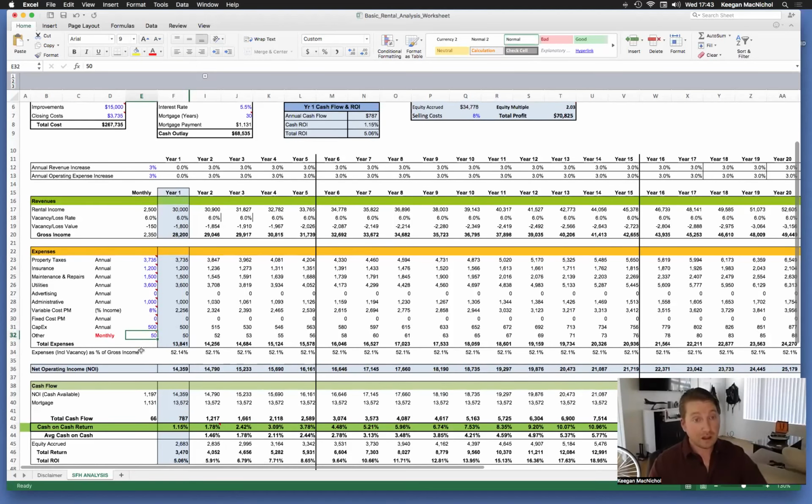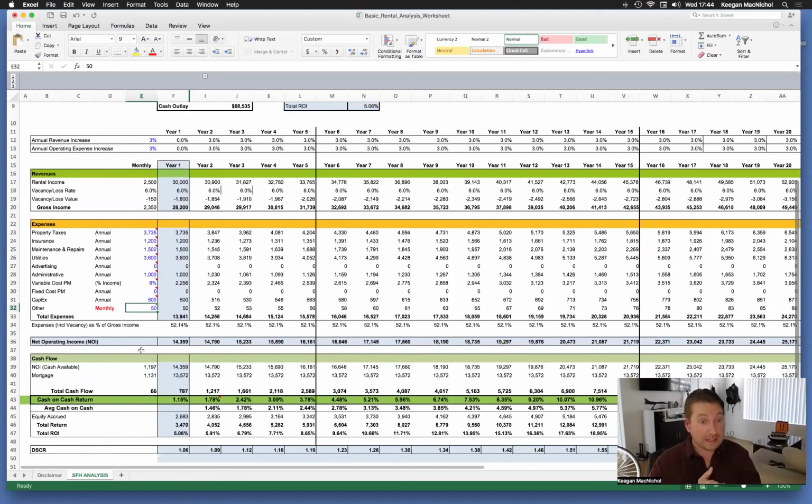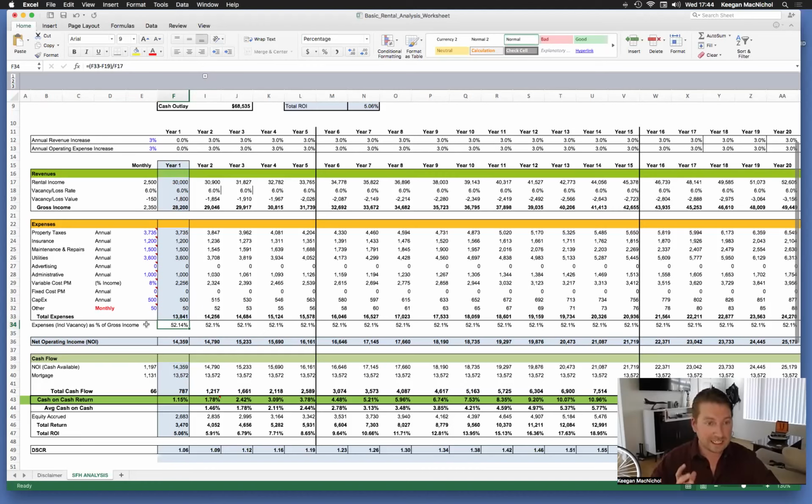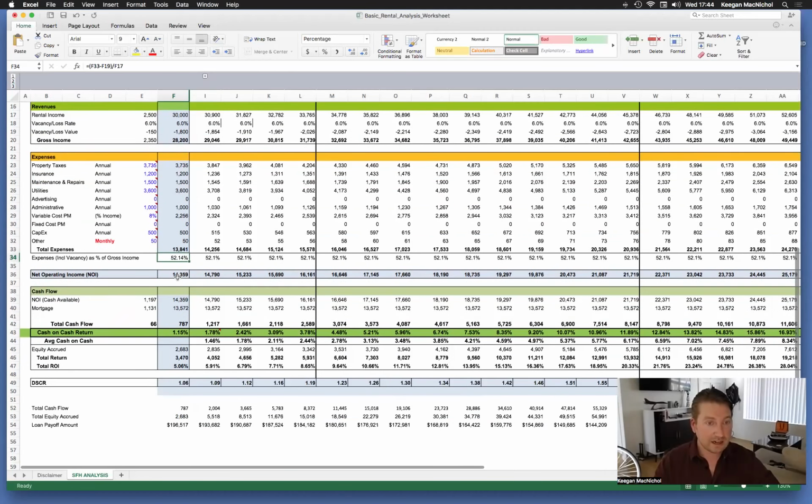So, boom, we just accounted for all our expenses and our revenues. And you can see, good sanity check, we've got 52% of the gross as our expense ratio. So that checks. 50% is usually kind of your rule of thumb sanity check to know you're in the ballpark, right? So what that gives us is a net operating income of $14,000 after your mortgage.